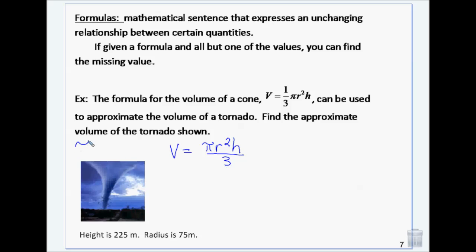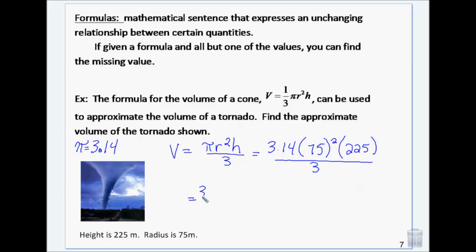All right, pi, for all intents and purposes, when we use pi, we use 3.14. You don't need any more digits than that. So we're going to plug in our values. We have a height and we have a radius. They're both meters, so we're good. We don't have to change anything. So I have pi, I have a radius, and I'm going to have a height. Okay, and you guys all know 75 squared, right?